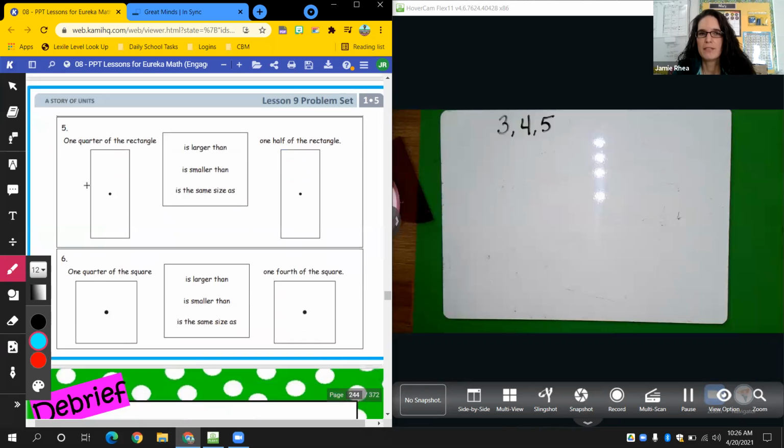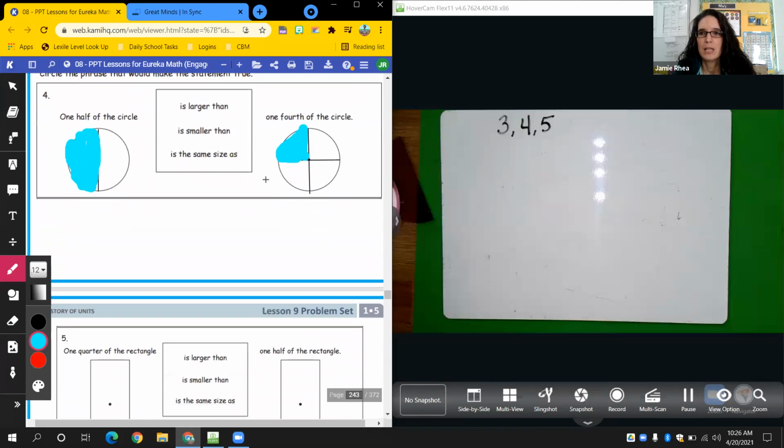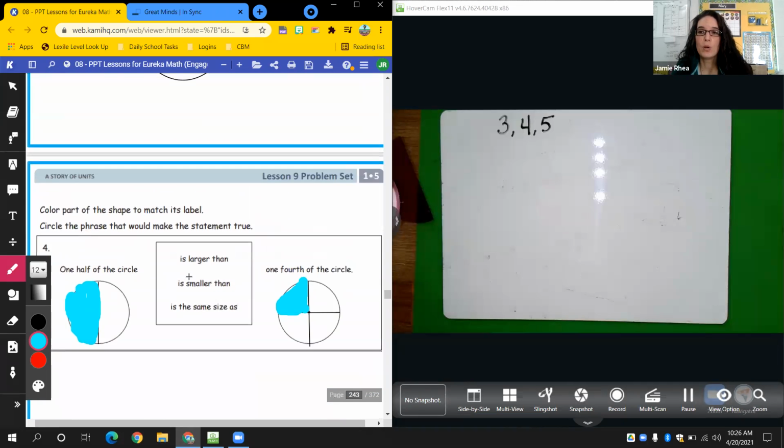Now, number 5, 1/4 of the rectangle, 1/2 of the rectangle. Same thing we did here, do for the rectangle, and you're going to circle which one is going to make it true, okay? So do 3, 4, 5 and your exit ticket.